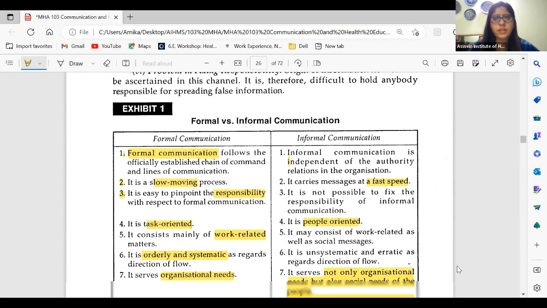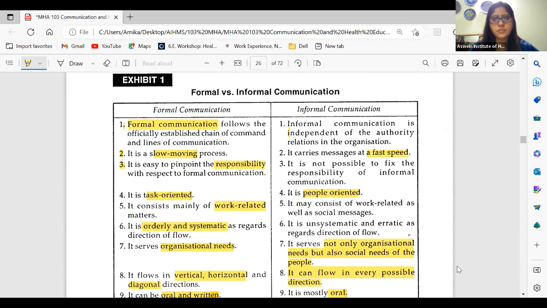Okay, so now I'll come straight to the table. It talks about formal versus informal communication. Whatever has been written above, this is the gist, and I found it very good. It clearly mentions the difference. So let's talk about them one by one.